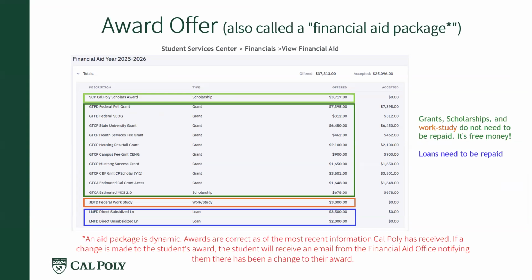Awards are correct as of the most recent information Cal Poly has received and depend on the accuracy of that information. If a change is made to the student's award, the student will receive an email from the financial aid office notifying them that there has been a change to their award.